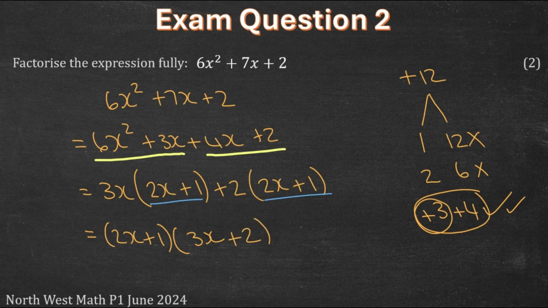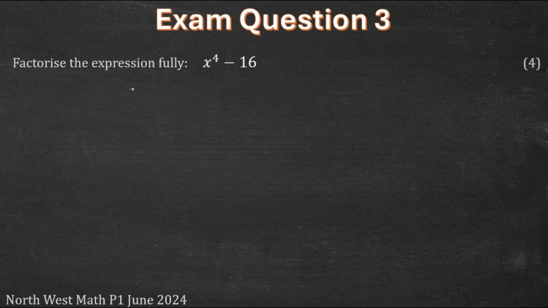Now let's have a look at the brackets. I cannot factorize this any further, so this is my final factorized answer. This question is worth 2 marks, and you will receive a mark for this correct factor and this correct factor. For question 3, pause the video, try it yourself first before we do this together.